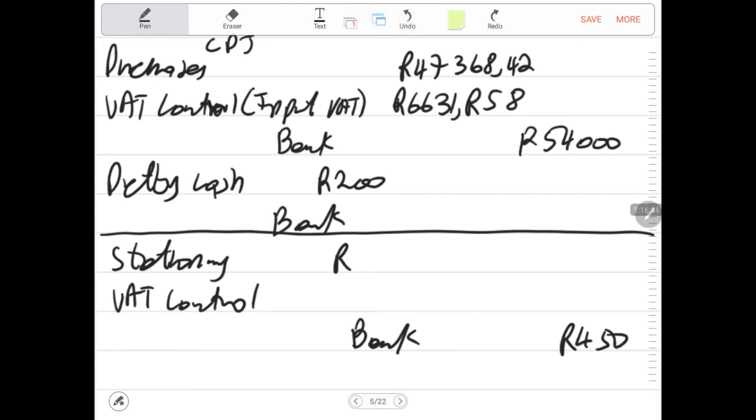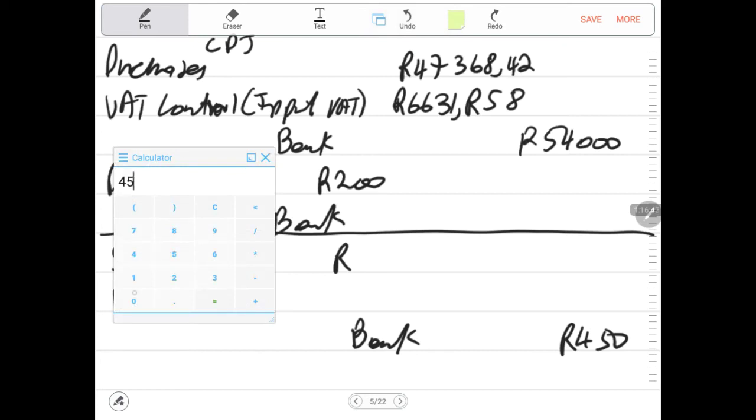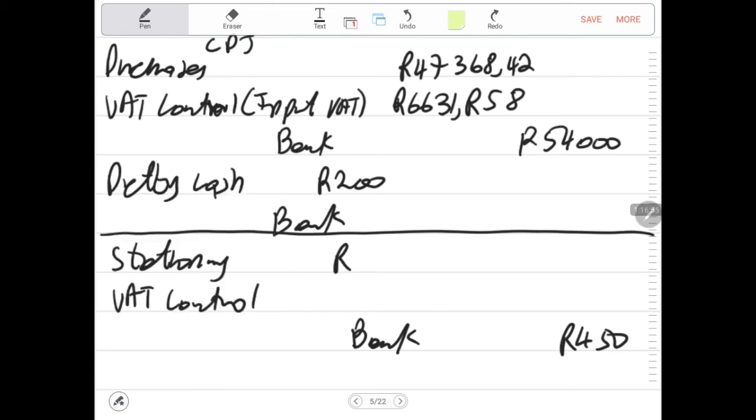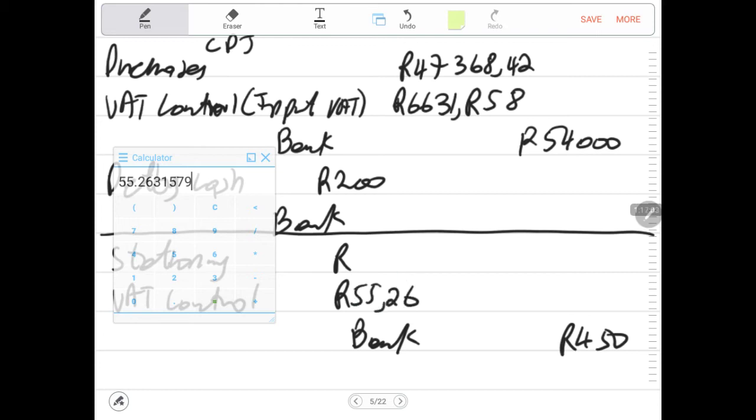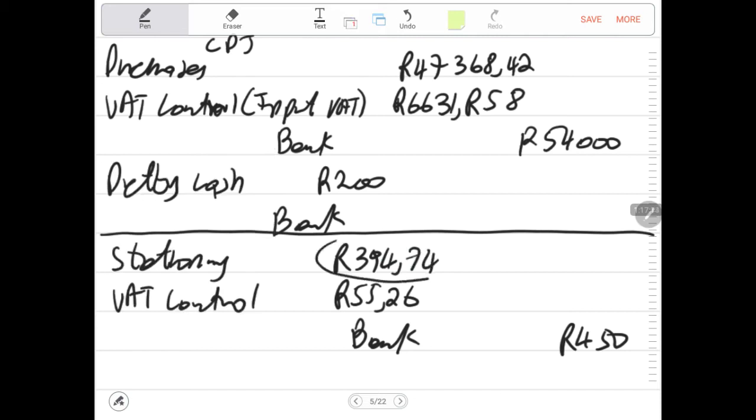Then we say in this 450 there is VAT in it. We say 450 by 14 over 114. Let's check our VAT. The amount of VAT is 55 Rand 26 cents. 450 minus 55.26, we get 394 Rand 74 cents. Where do we record this amount? We record it under sundry ledger.